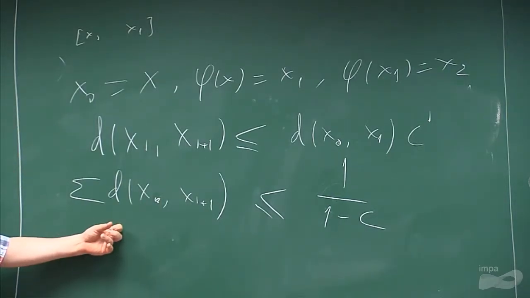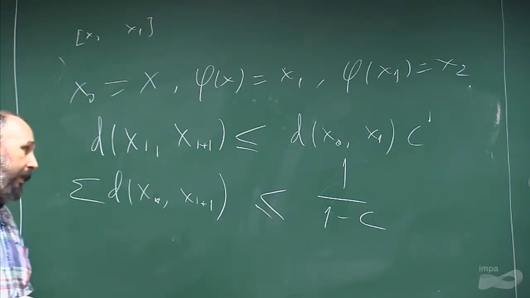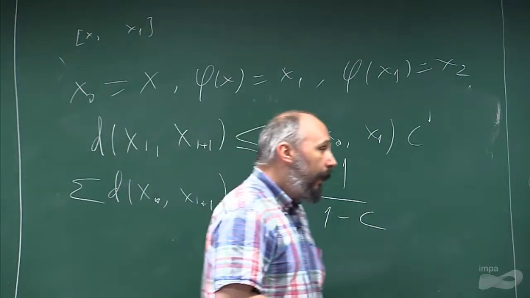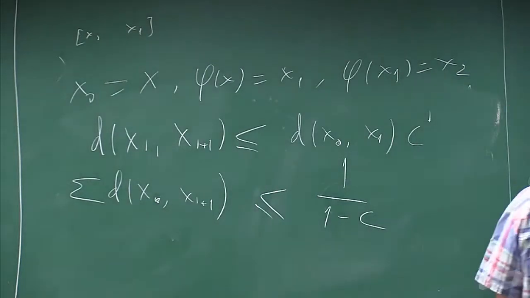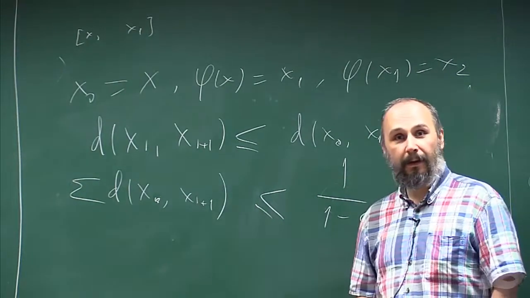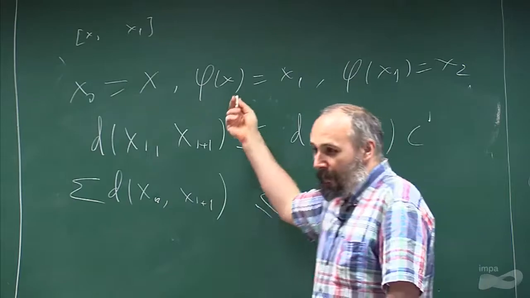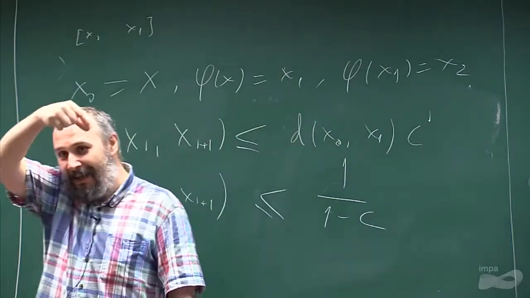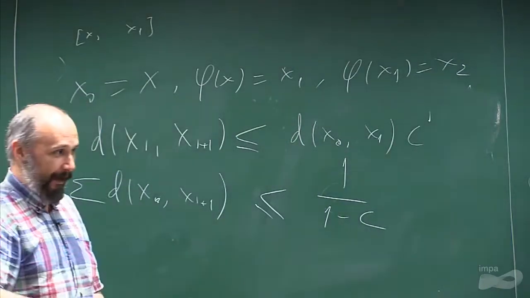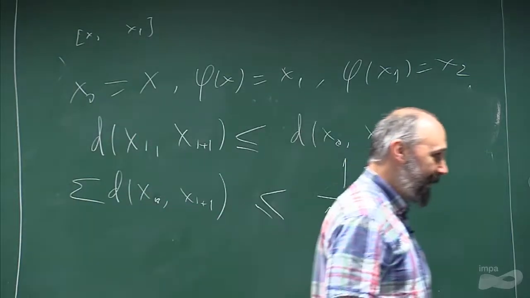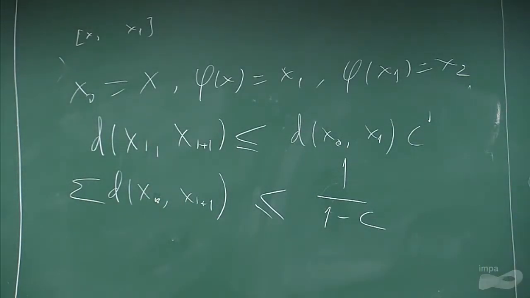This is a Cauchy sequence, in fact. A Cauchy sequence has to converge, and it will converge to a point which is fixed, for a trivial reason, because the sequence is mapped into itself by our transform. So this is a trivial but extremely important result.